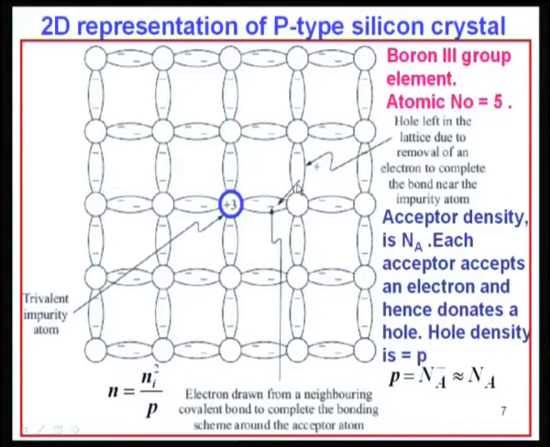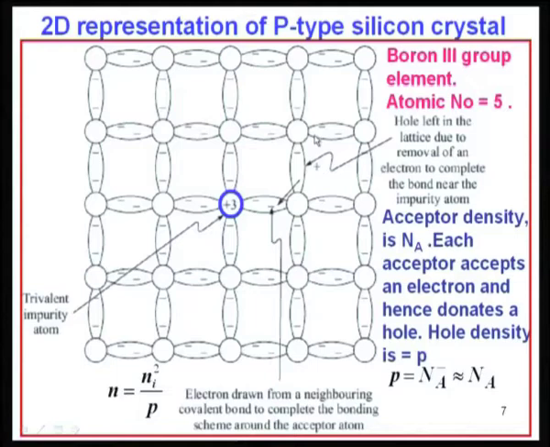That is a hole or a vacancy, which can move from one bond to another by jumping. For example, let us say an electron from here jumps into this vacancy. What has happened, in effect, is that this vacancy has moved there. That means the plus charge has moved from here to here.